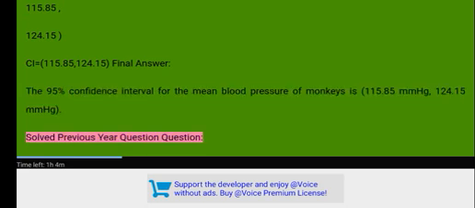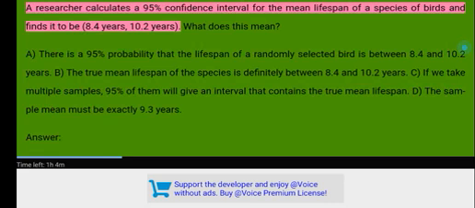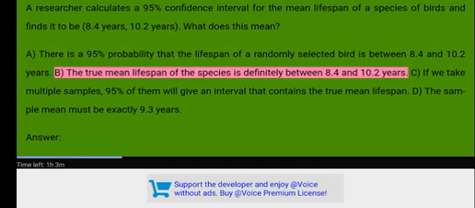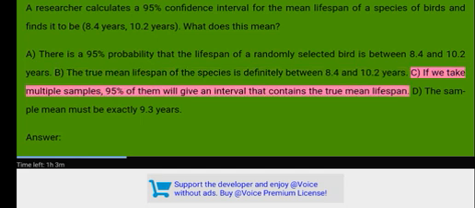Solved previous year question. A researcher calculates a 95% confidence interval for the mean lifespan of a species of birds and finds it to be 8.4 years, 10.2 years. What does this mean? A. There is a 95% probability that the lifespan of a randomly selected bird is between 8.4 and 10.2 years. B. The true mean lifespan of the species is definitely between 8.4 and 10.2 years. C. If we take multiple samples, 95% of them will give an interval that contains the true mean lifespan.